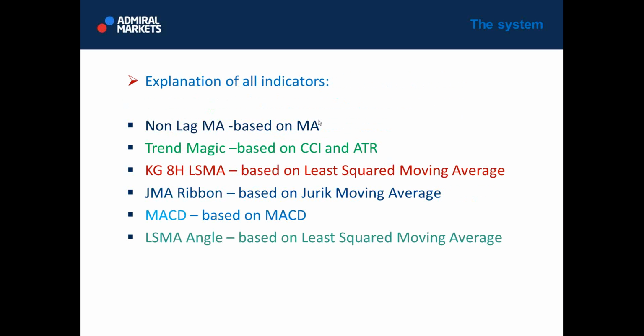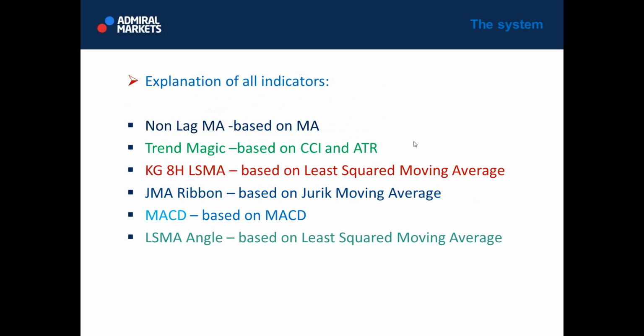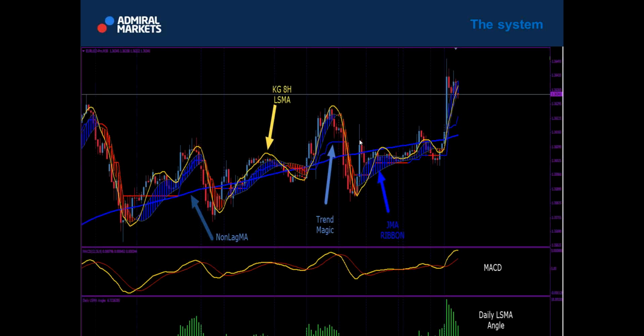So non-lag EMA is based on MA. It doesn't lag. It shows color, a slope, and when it's blue, it means trend is to the upside. Trend Magic is an indicator which is based on CCI and ATR algorithms, and Trend Magic gives you an indication of mid time frame trend. So this is a thinner line. It is also blue or red. When it's red, you go with short entries. When it's blue, you go with long.